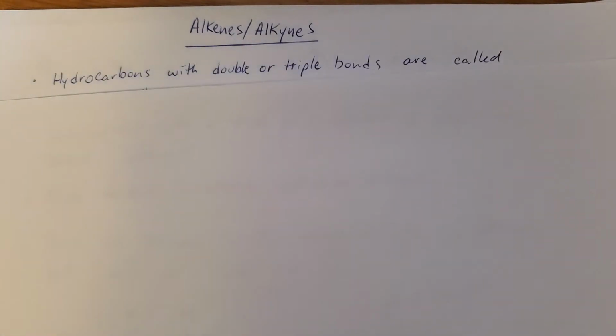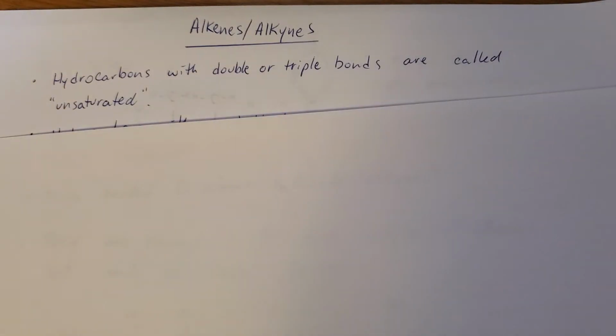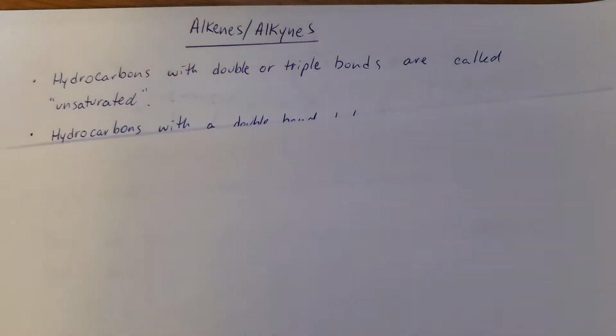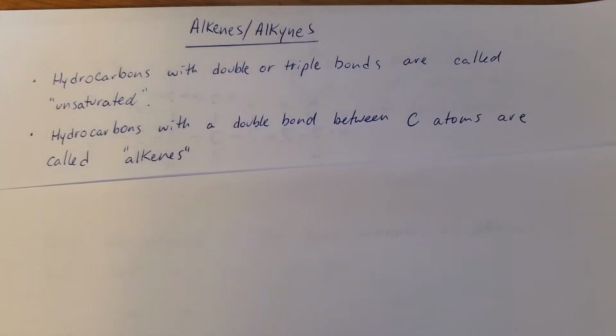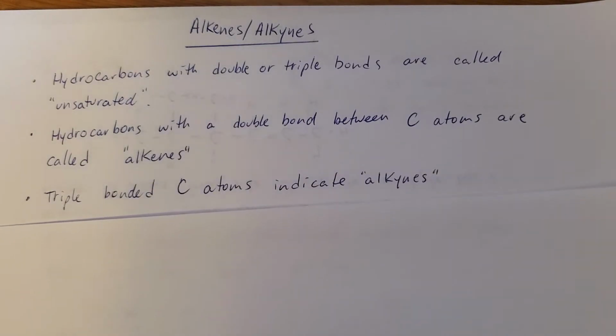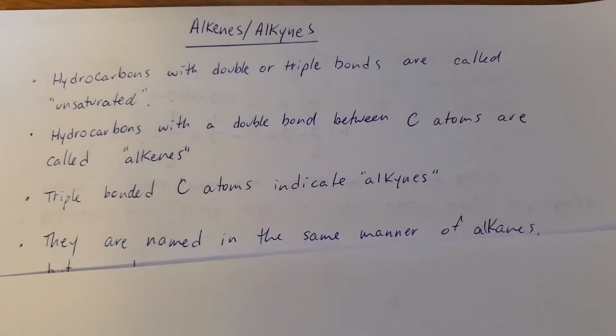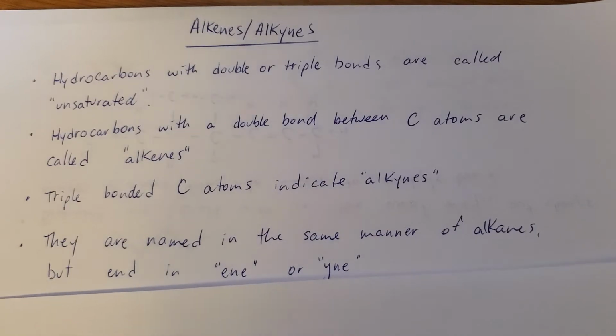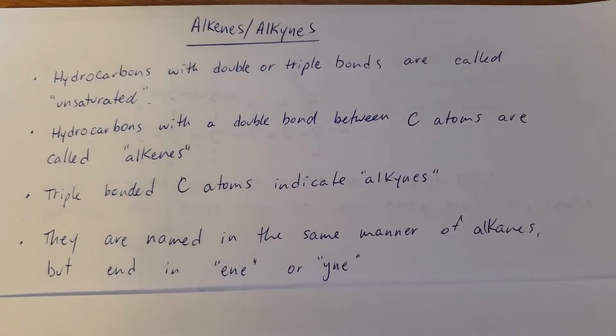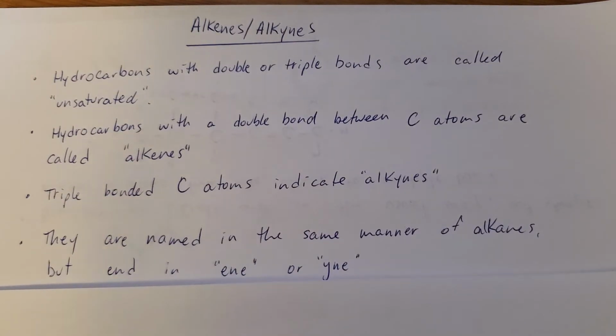Hydrocarbons with double or triple bonds are unsaturated. That's because if those double or triple bonds disappear, there's room for more hydrogen. We'll get into that later. If there's a double bond between carbon atoms, we have an alkene. And if there's a triple bond, we have an alkyne. They're named the same as alkanes, except their suffix, the way they end, is with ene or yne. So we have alkanes, alkenes, alkynes.